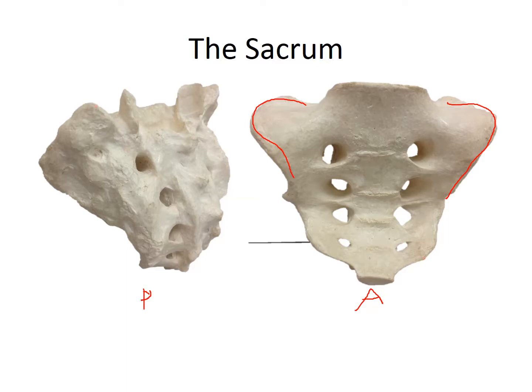And we also need to be able to pick out the sacral foramina, the holes found on either side. And then from the side view, and you can get a little bit of it right over here on this particular view, we're going to see the auricular surface of the sacrum. We'll show you a better view of that in a few slides.